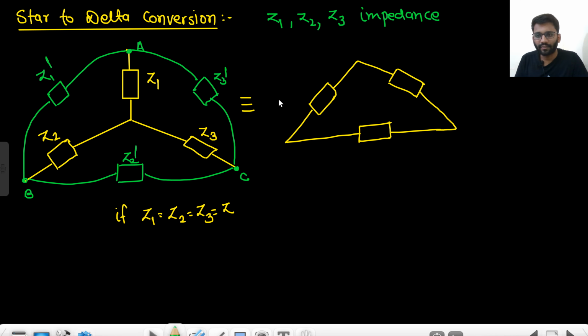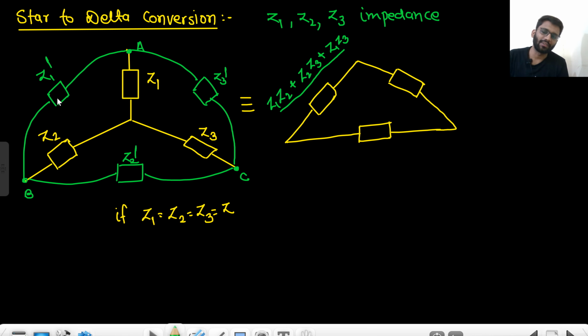So the value will be the multiplication of all two resistances: Z1 Z2 plus Z2 Z3 plus Z1 Z3, divided by what? We are talking about this resistance now. So what is the resistance, or impedance, in front of that? What is the impedance in front of this Z1 dash? That is Z3, divided by Z3.